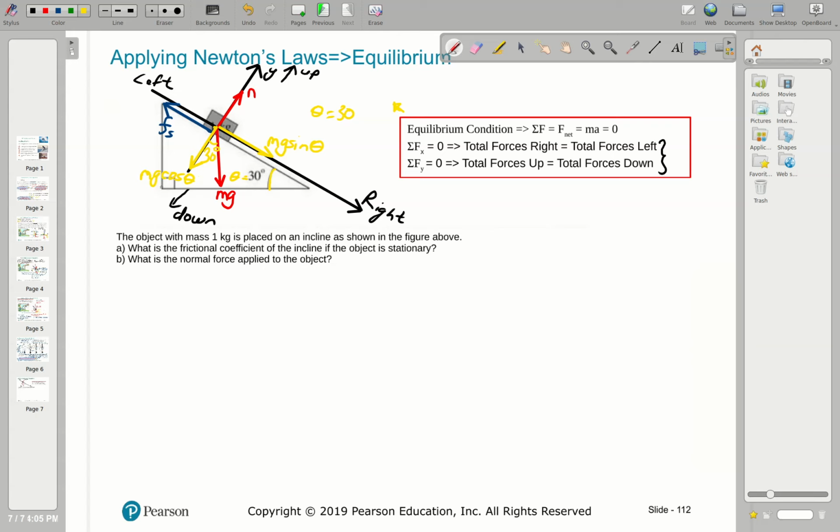Alright? So I'm going back to the question now. I did all that, I'm all ready. What is the frictional coefficient of the incline if the object is stationary? Part A. Object is stationary, so acceleration is 0. Equilibrium, F net is 0, because F net is equal to ma. Again, we call this the equilibrium condition.